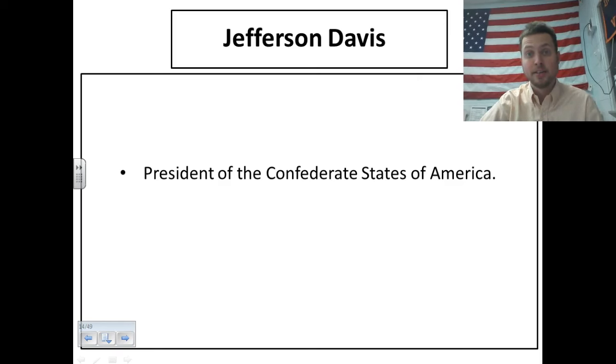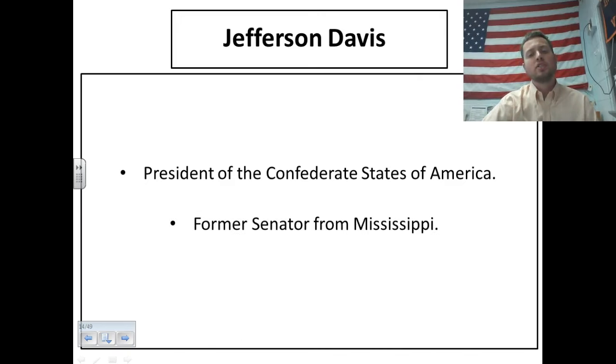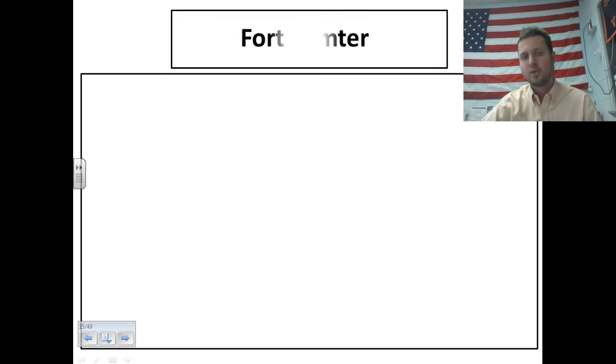They had to have a president too, right? The North had a president, Abraham Lincoln. Now the South has one too. He was a former senator from Mississippi, from the Deep South. And now he's in charge of the Confederate States of America. That card's done. Easy card. Next one, here we go.